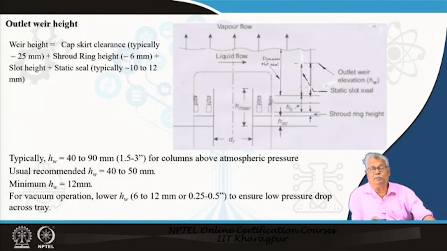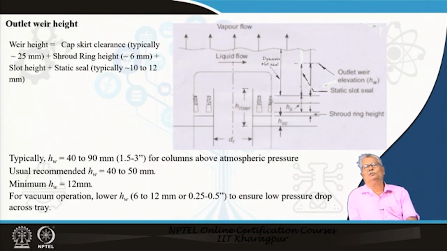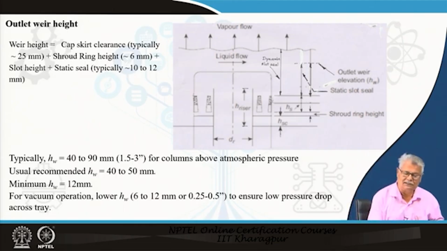Now, there is a very important point here. I have to have my vapor dispersers submerged in the liquid. So, we provide an outlet weir for this, and the weir height is based on, you can see and you can add from here directly, the cap skirt clearance. The cap skirt clearance is this distance. The shroud ring height is this distance. The slot height is from here to here.